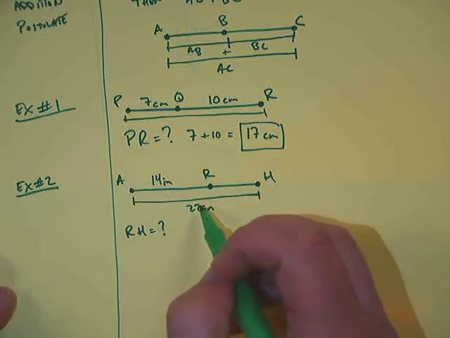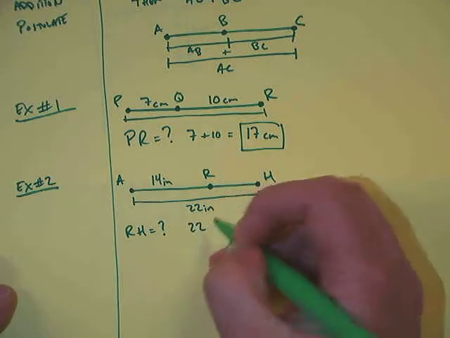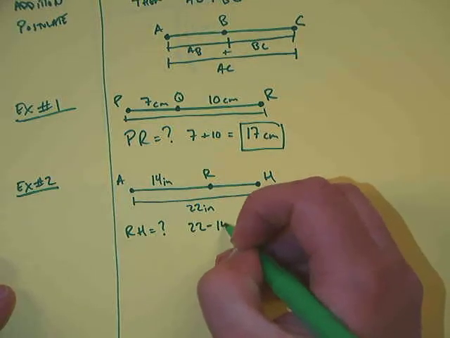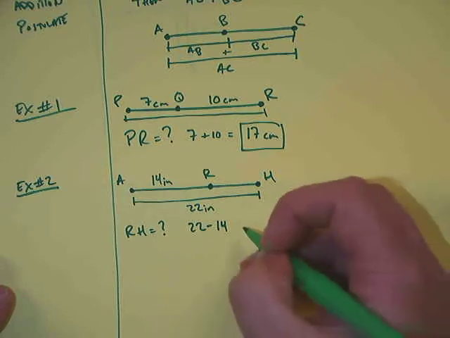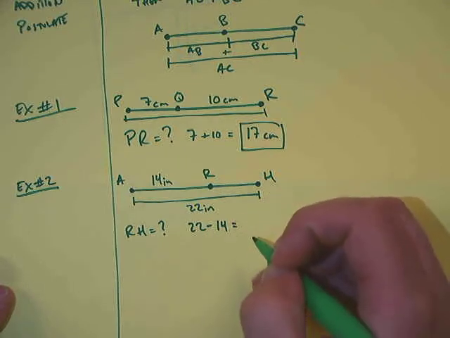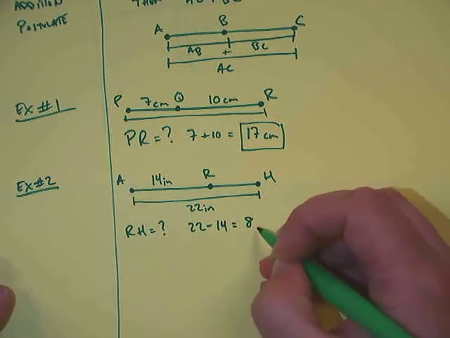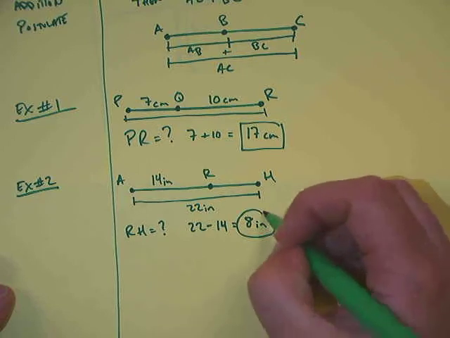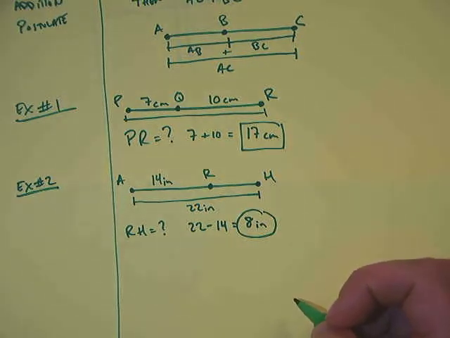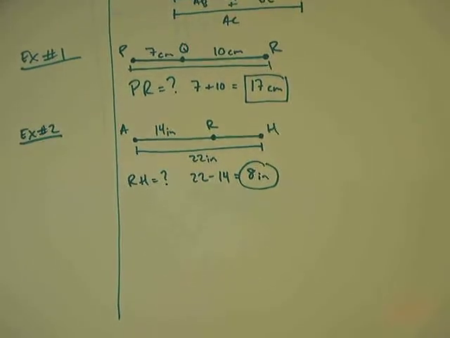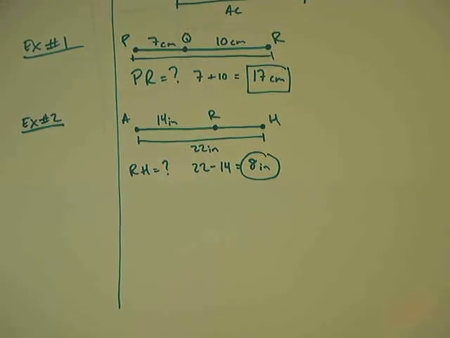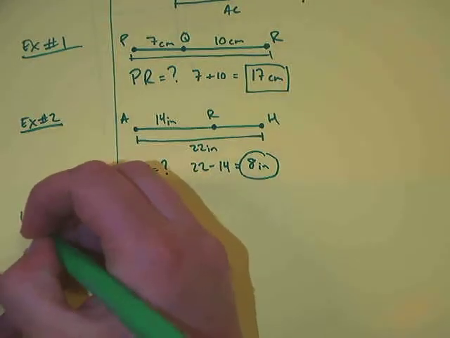Okay, so for this one, since the small piece is one of the ones that's missing, you have a couple options here. You can give this a variable and make it an equation and everything, or you can just think about it and go, okay, well, if the whole thing is 22 and this part is 14, why don't I just subtract that off? 22 minus 14 gives us 8. So our missing piece is 8 inches.